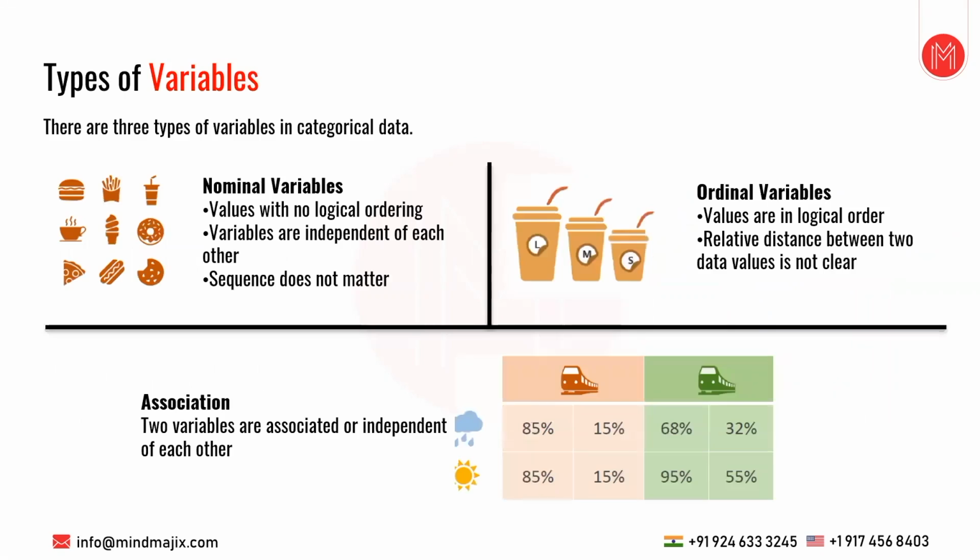After talking about kurtosis, now it's time to talk about the three types of variables. Basically, we have the nominal variable, the ordinal variable, and the association variable.